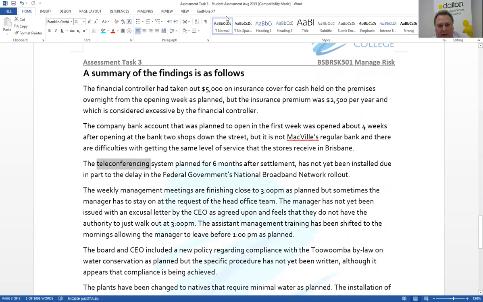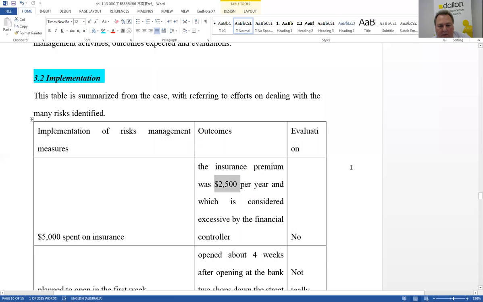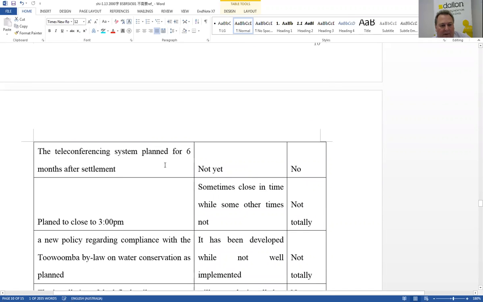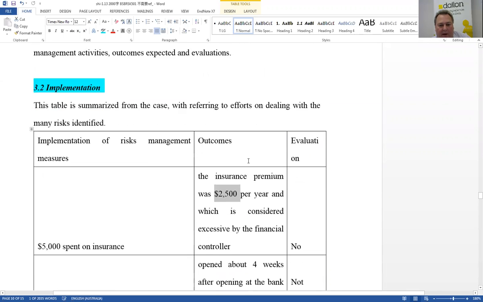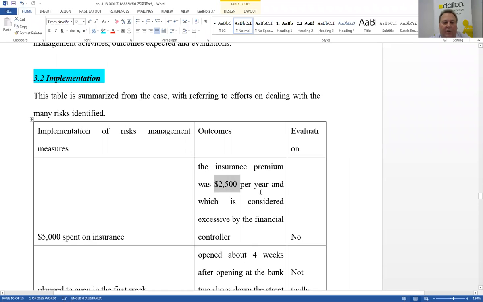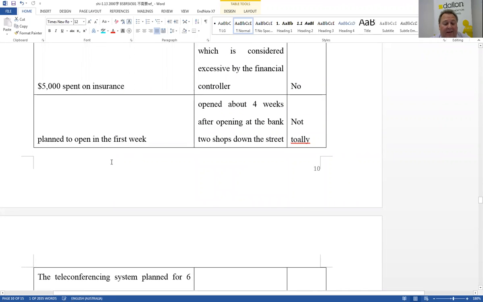And then again, if I go back, I have reflected that information back into our table. There it is there. Teleconferencing system planned for 6 months after settlement. Outcomes not yet, because it's still in progress. The government's still rolling out the broadband. So that's how I've listed this in the table. So essentially, you're plucking out the relevant information from this case study and putting it into this implementation table. Not to mention that previous passage I read out prior to the teleconferencing system about the bank opening in the first week, see? So I've listed that information there as well.